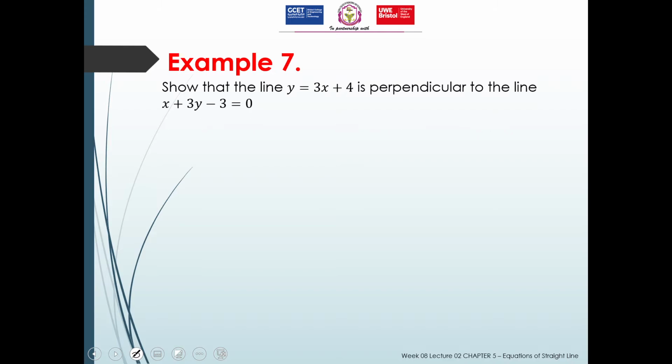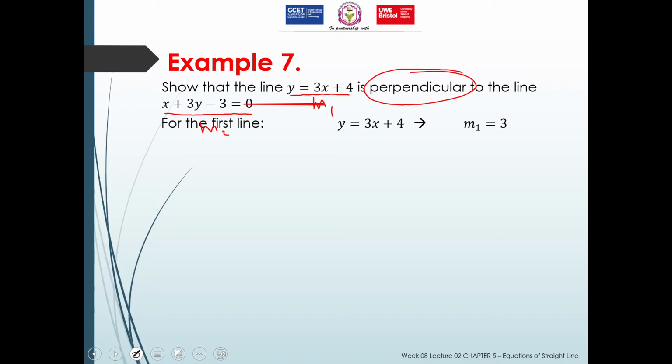Example 7. Let us show that the line y equals 3x plus 4 is perpendicular to the line x plus 3y minus 3 equals 0. So we are now given two lines, y equals 3x plus 4 and x plus 3y minus 3 equals 0. We are going to show that they are perpendicular. Perpendicular means if this is your line 1 with slope m1, and this is your line 2 with slope m2, then the product of their gradients should be equal to -1.